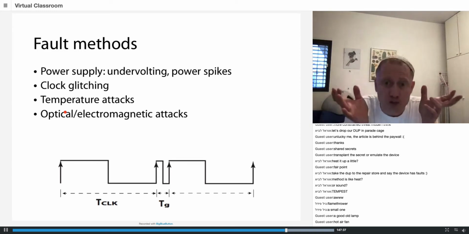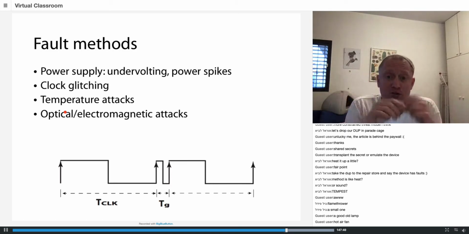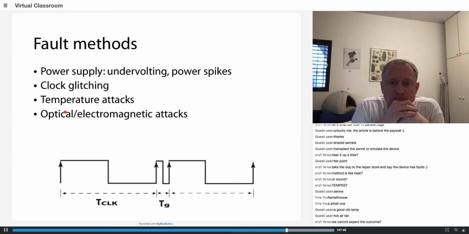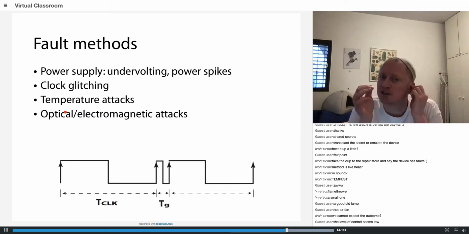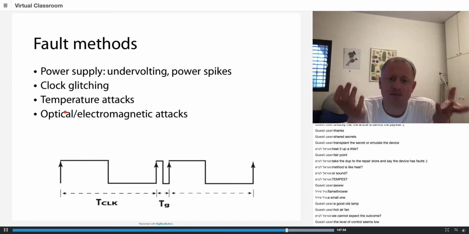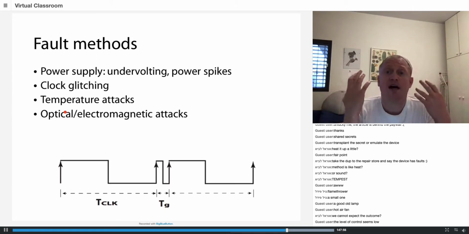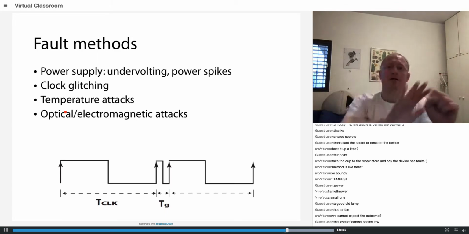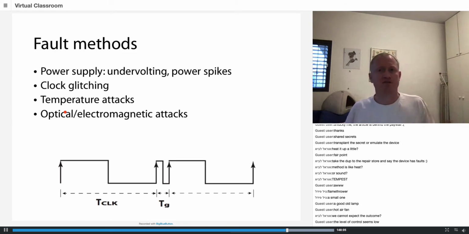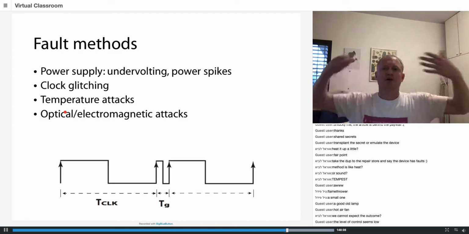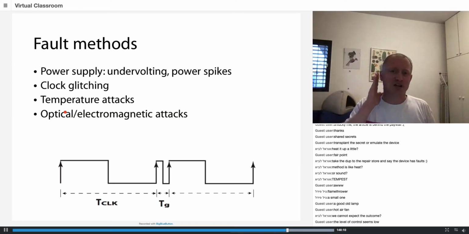What's the disadvantage of a temperature attack compared to power supply attacks? Can anybody think? Yes, we usually cannot predict the outcome, and as you're saying, the level of control seems low. I'm heating, and it's going to take a long time. I can't give a blast of heat at a particular microsecond. It's going to be a gradual situation, right? So I cannot very accurately control the timing of a temperature attack, unless I can think of a way of doing that. But maybe there are other ways.